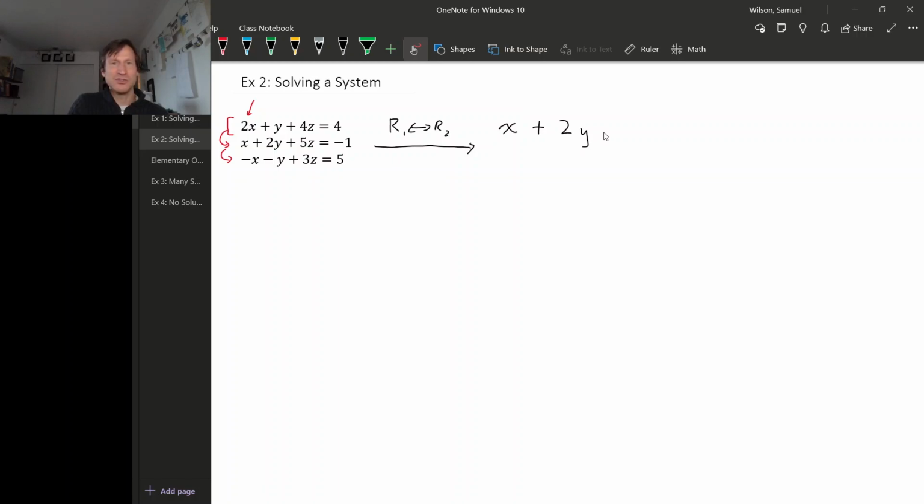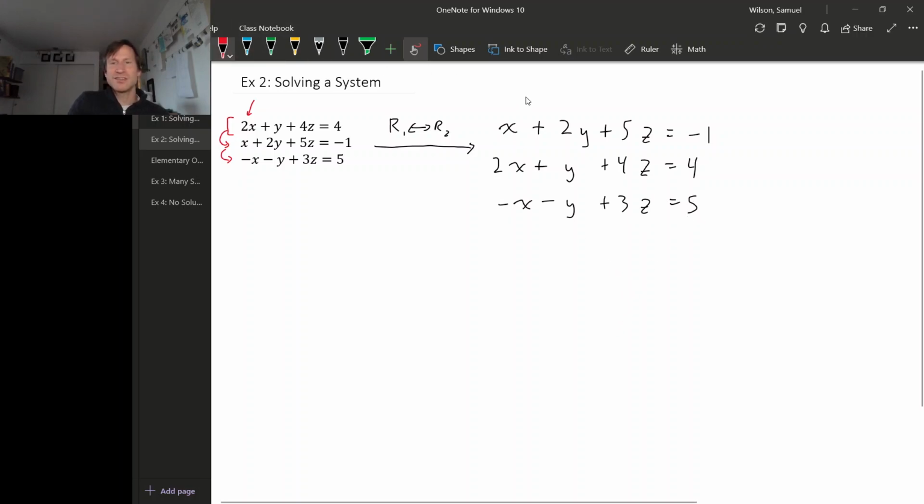So x plus 2y plus 5z equals minus 1. Our second equation is now 2x plus y plus 4z equals 4. And our final equation hasn't changed. It's minus x minus y plus 3z equals 5. Okay, so now the x term in our first equation is just 1 times x, which is kind of the nicest thing to have up here.